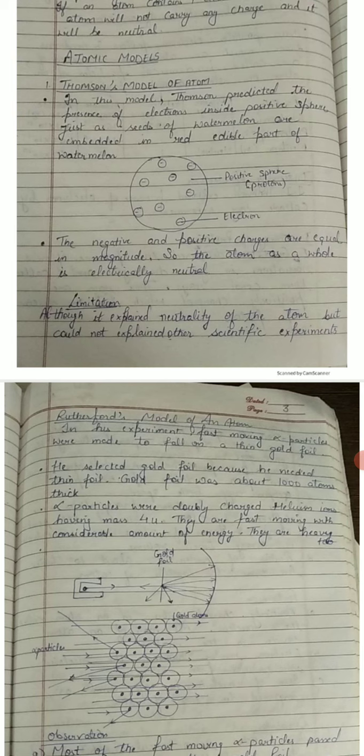Thomson said that the atom is spherical in nature, and the whole atom is positive, in which negative electrons are embedded. He said that negative and positive charges are equal in magnitude, and the atom on the whole is electrically neutral. That much positive charge is there, that much equal negative charge is there. Equal negative and positive will cancel out, and the overall atom is neutral.